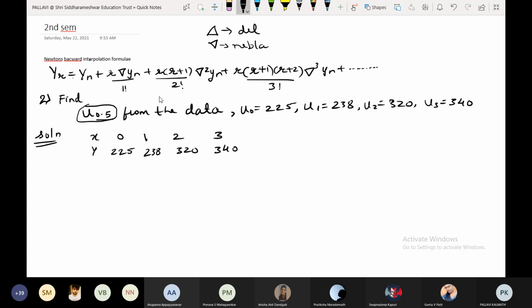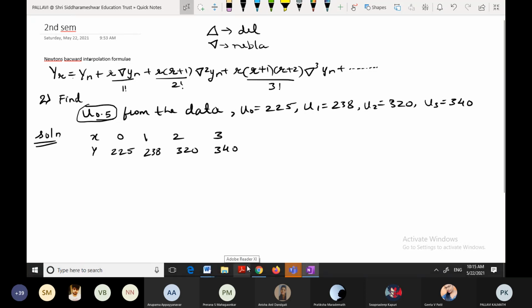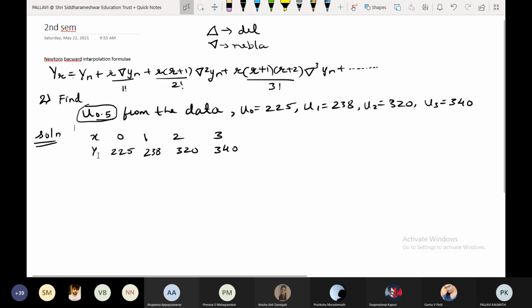If you want to use the forward interpolation formula or the backward interpolation formula, first the difference table is a must. Okay, so did you get the values of X and Y, how we have written them from this given data? Did you understand what u0 225 means? u of 0: 0 is the value for X and 225 is the value for Y. 1 is again X, so 0, 1, 2, 3 are all values of X and the respective values of Y. This is clear. First of all, this is how we have written the data.